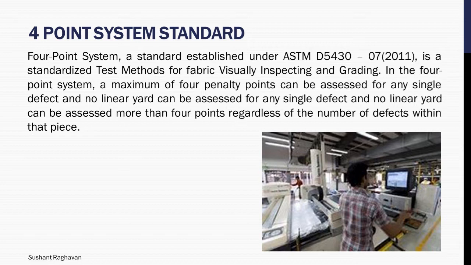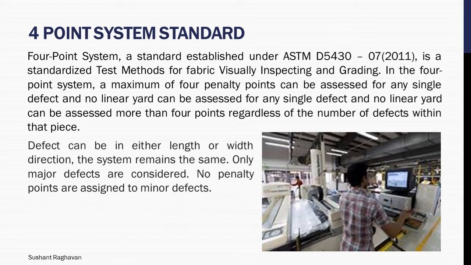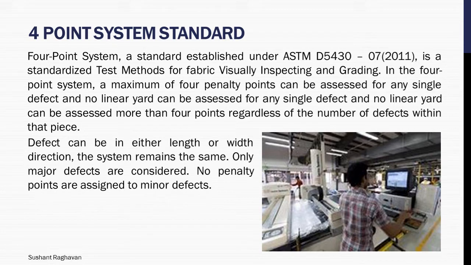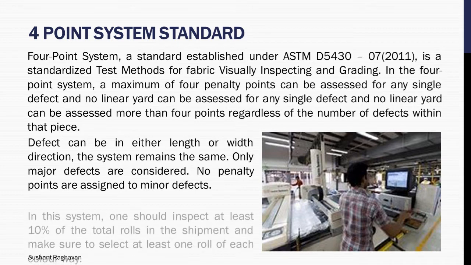In the 4-point system, a maximum of 4 penalty points can be assessed for any single defect, and no linear yard can be assessed more than 4 points regardless of the number of defects within that piece. Defects can be in either the length or width direction. The system remains the same. Only major defects are considered. No penalty points are assigned to minor defects.